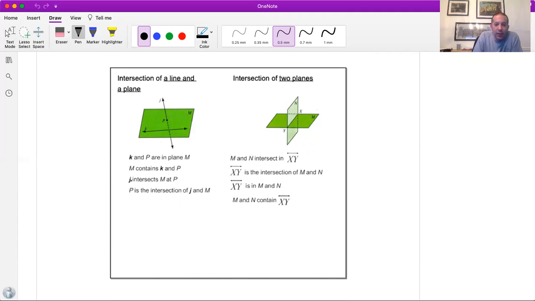You could say line J intersects, and these things mean exactly the same thing. And these mean exactly the same thing. It's just saying it in a different order, basically. The point here is not that you memorize all these different ways to say it. It's that when I say these things, you know what I mean. That's the only reason I'm bringing these up.